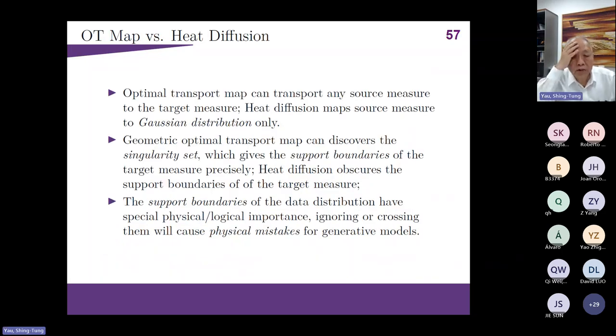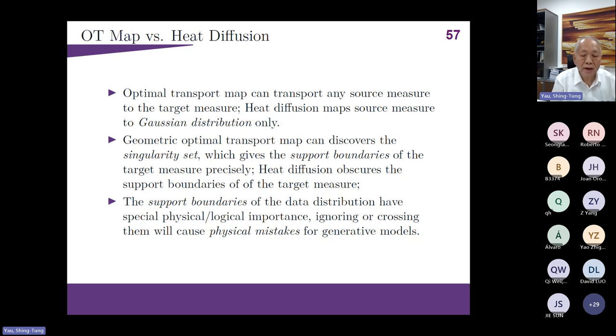So the optimal transport map can transport any source measure to the target measure. The heat diffusion map maps a source measure to a Gaussian distribution only. The geometric optimal transport map can discover the singularity set, which gives the support boundaries of the target measure precisely. Heat diffusion obscures the support boundary of the target measure.